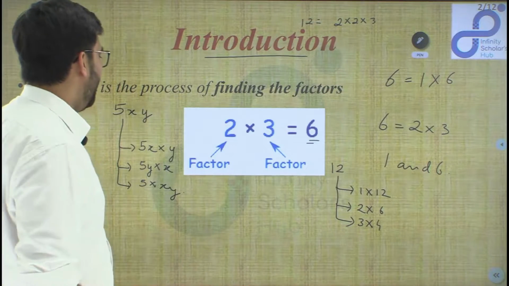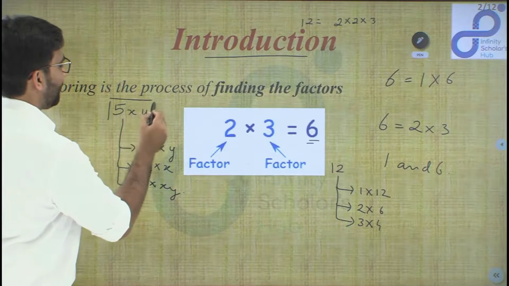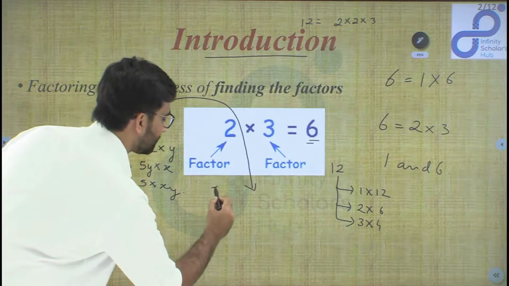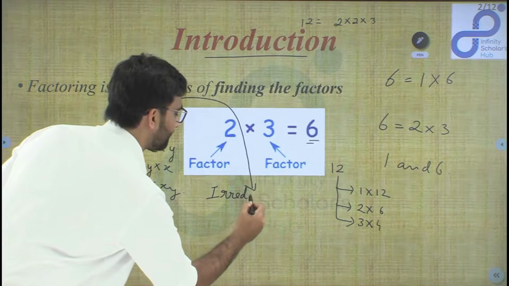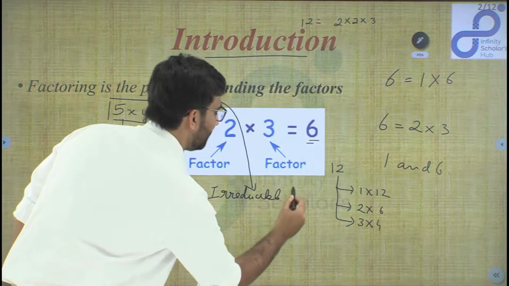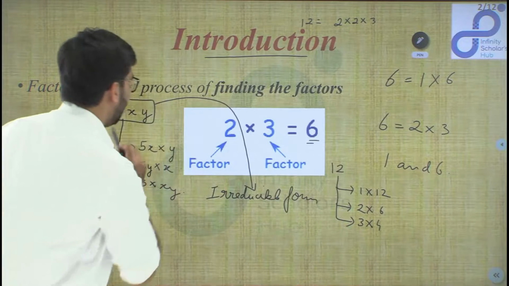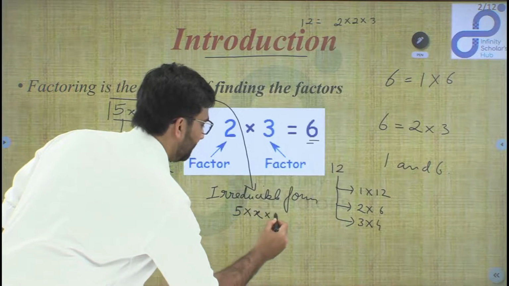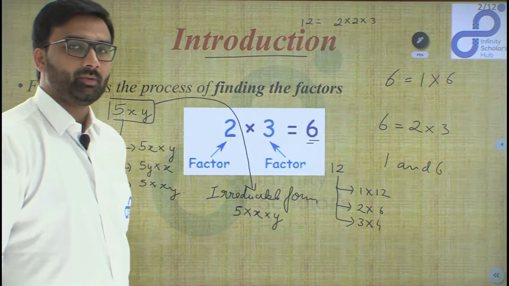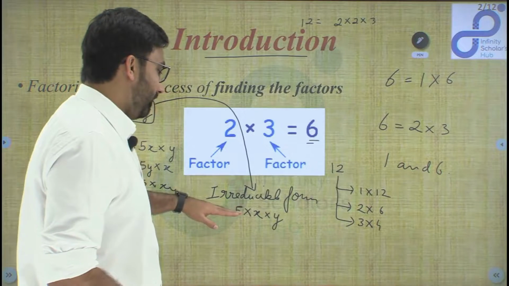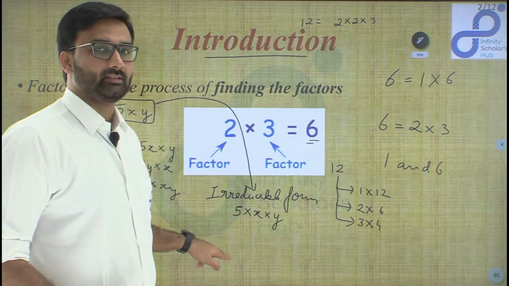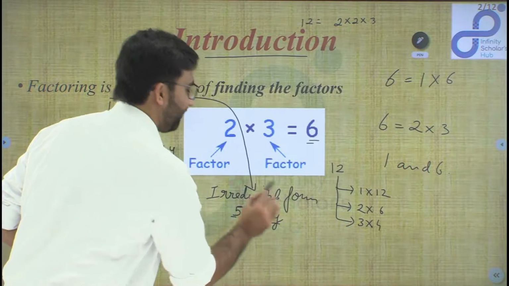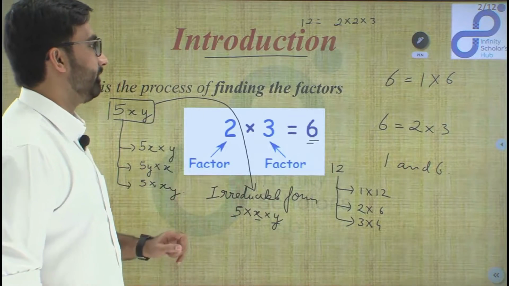Same way in algebra also we have something similar to prime factorization, which is called irreducible form. Now when I write this 5xy as 5 multiplied by x multiplied by y, this is irreducible form because you cannot find out the factors further than this. So there are three factors of 5xy, which are 5, x and y. This is called irreducible form.